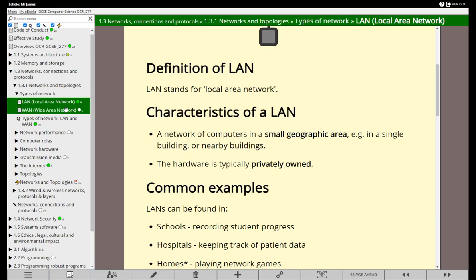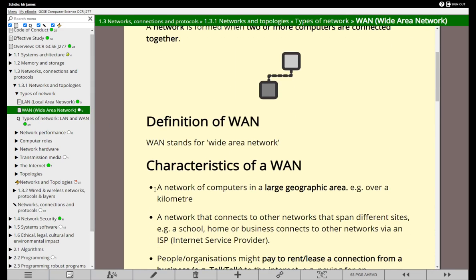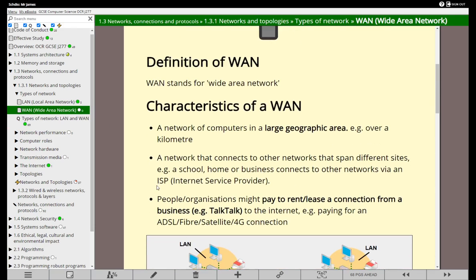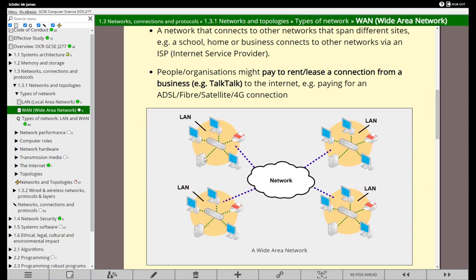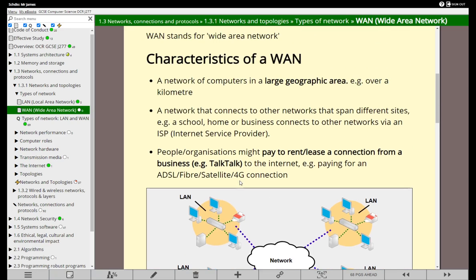Well, what about a WAN? Let's look at a WAN. So a WAN stands for Wide Area Network. So the characteristics, as you probably guessed, are going to be slightly different, aren't they? So we're not talking about a small geographic area this time. What are we talking about? Yeah, a large geographic area. And I've put down here in the notes about being over a kilometre. But it might not be. It could be miles and miles and miles. It could be two different buildings that are fairly close together. But what's important here with a WAN is that with a WAN we connect multiple LANs together. This is essentially what we mean by a WAN, when we connect multiple LANs together.